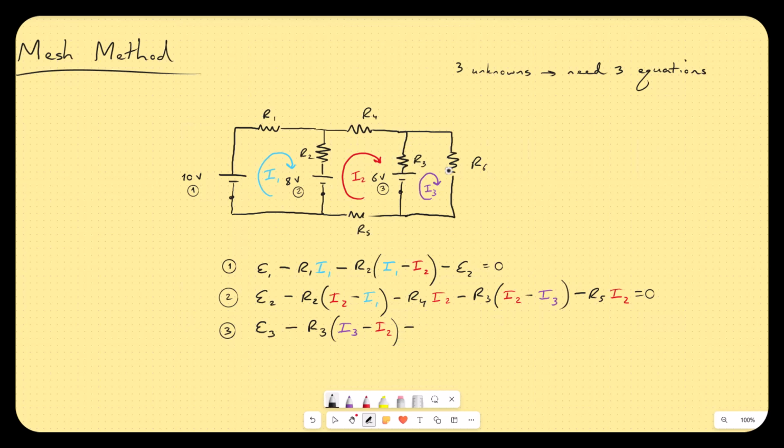I'm going to keep moving. I get to R6. R6 has only I3 acting on it. And then I am back to the start, equals 0. So I have 3 equations with 3 unknowns. At this point, I can mathematically solve this. I know that there is a way to do it.